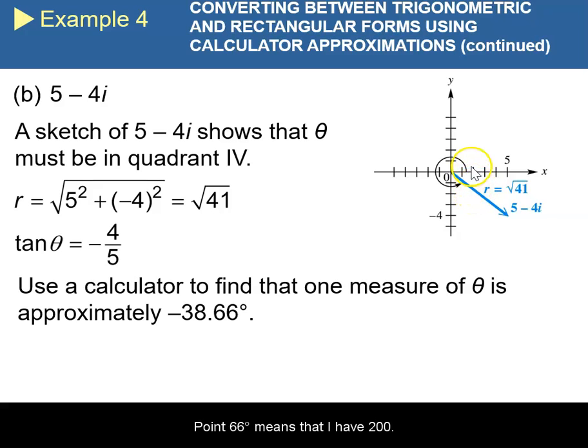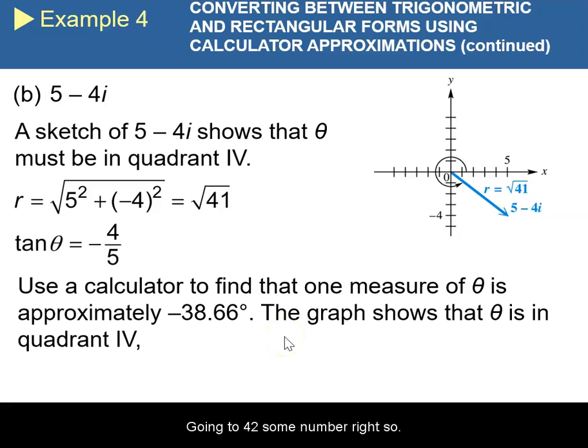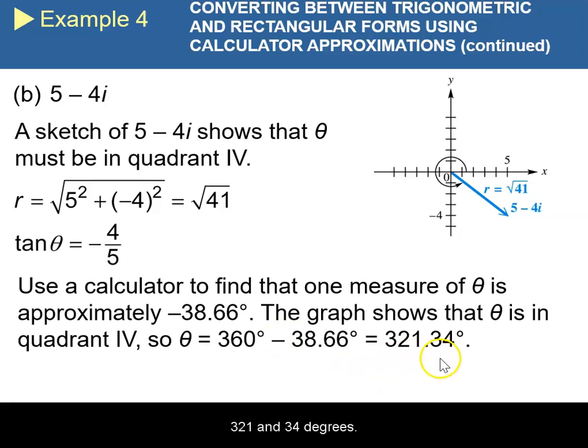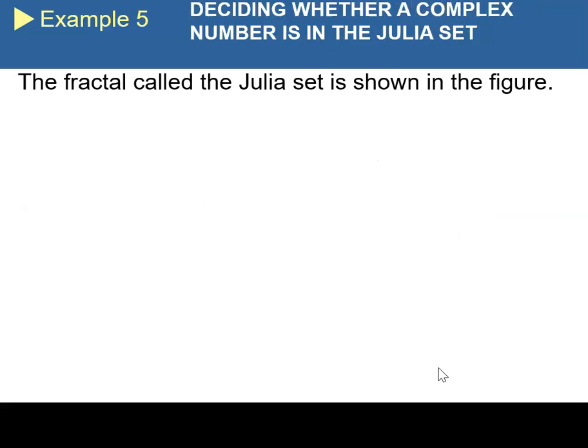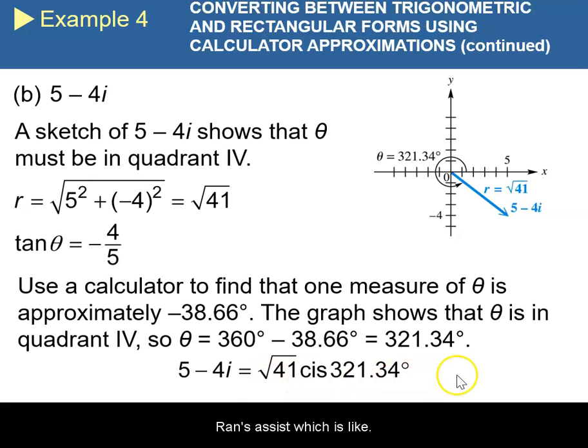So negative 38.66 degrees means that I have 321.34 degrees. So I'll write root 41 cosine 321.34 degrees plus i root 41 sine 321.34 degrees. Okay. We write it as a cis, which is a lot easier.